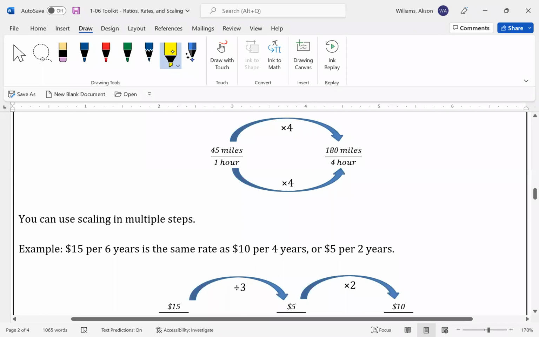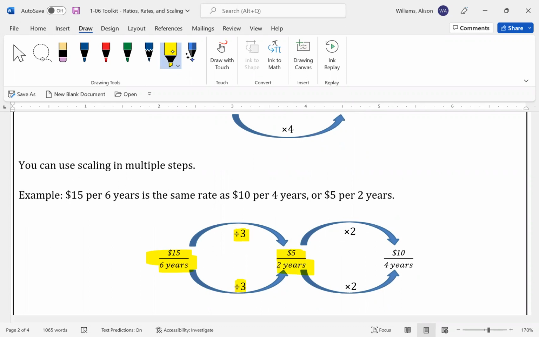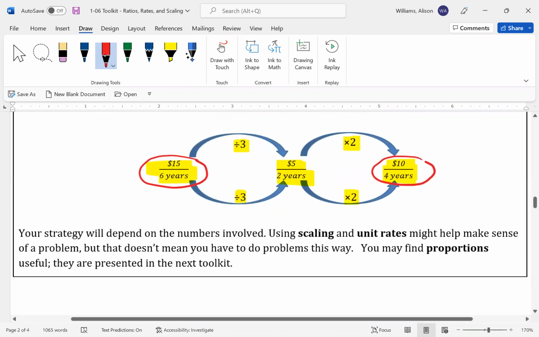They say, show that $15 per 6 years is the same as $10 per 4 years. Okay. So we can show they're the same because $15 per 6 years, if we divide both of those by 3, that gives me $5 per 2 years. And then if I multiply that by 2, 5 times 2 is 10, 2 times 2 is 4. So boom, this is the same as this, even though you maybe don't think they were the same. They are. If we scale appropriately, we could divide first and then multiply so that we could show that they are the same.